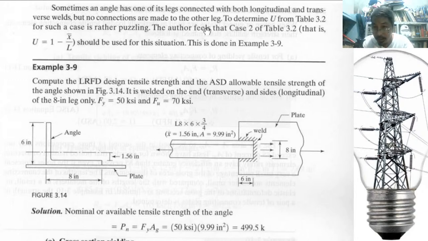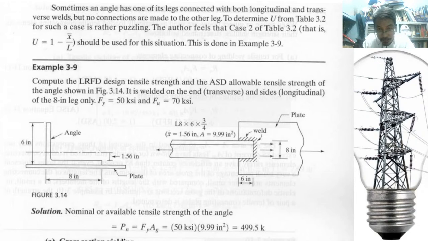Take note, that is his feeling. That is the engineer's feeling. Okay? And there is a reason for it, but there is no mathematical or analytic solution that could be derived in order to come up with 1 over 8. There is none. There is no mathematical or analytical solution that we could come up with that would say that the answer would be U is equal to 1 minus X bar over L in the same manner. Take note.